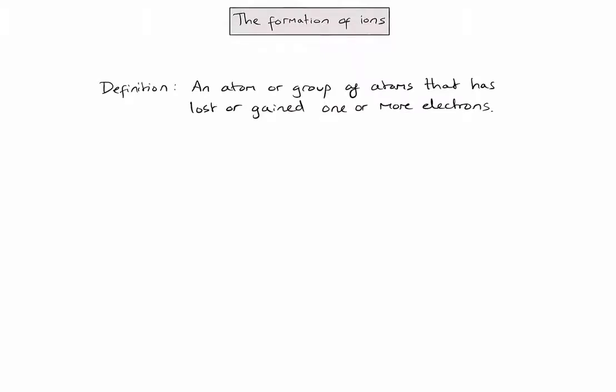Right, let's start with a definition here. An ion is an atom or sometimes a group of atoms that has lost or gained one or more electrons. And this means that my atom or my group of atoms is no longer neutral. So an ion will always carry an overall charge.